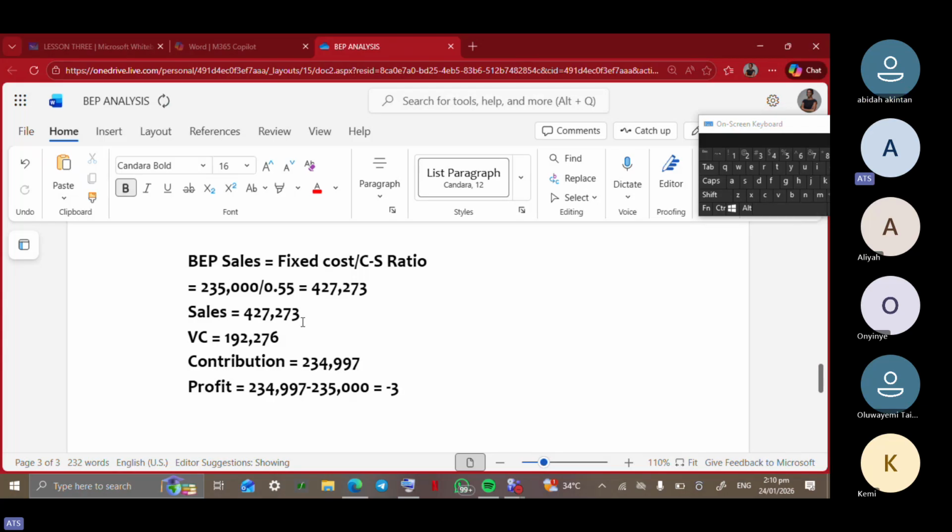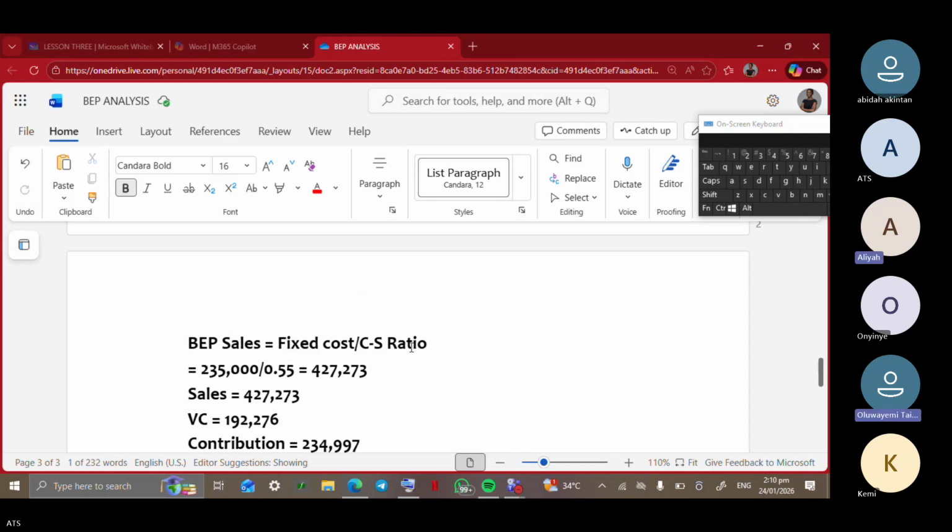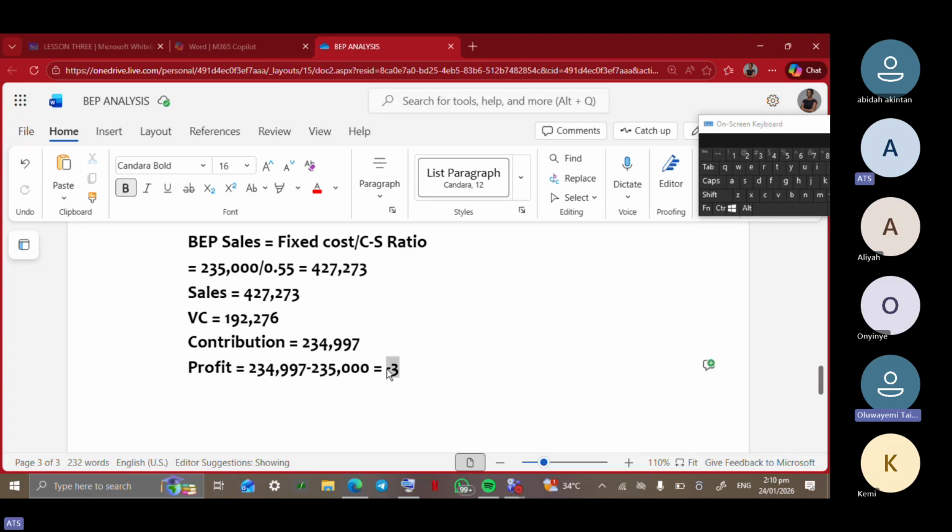The minus 3 is because of what we approximated. It is supposed to be 0. Do you understand? Profit is contribution minus fixed cost, and it is meant to be 0. The reason why we got minus 3 is because we approximated. This was supposed to be 427,272 point something, and this one was supposed to be 20.80. That approximation was what happened that we had minus 3, but this is still an acceptable difference.